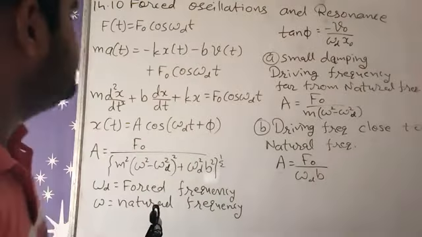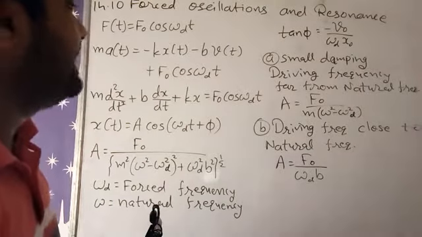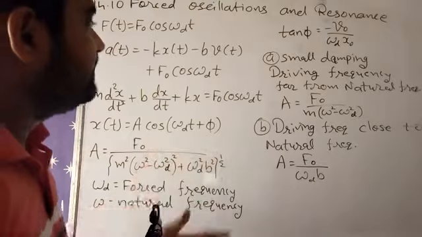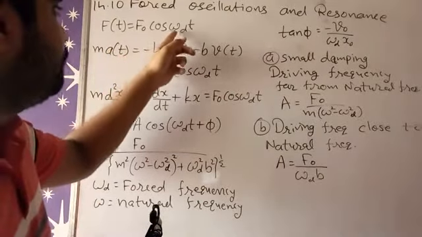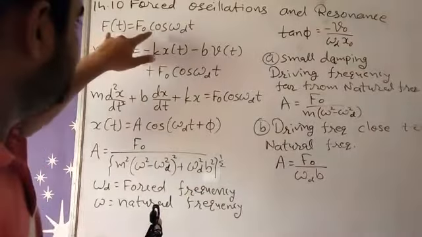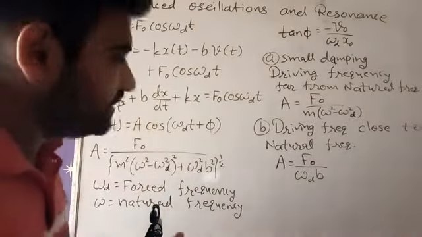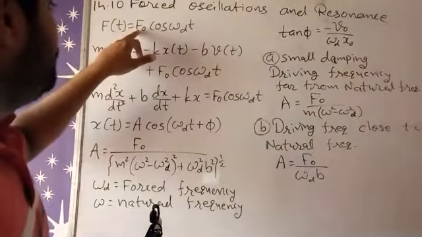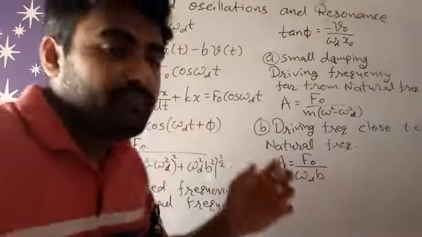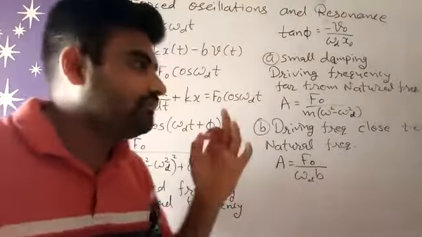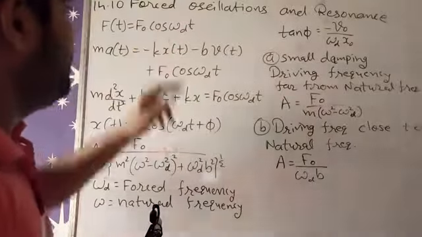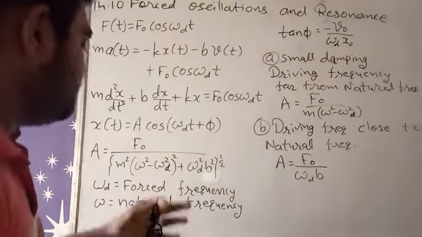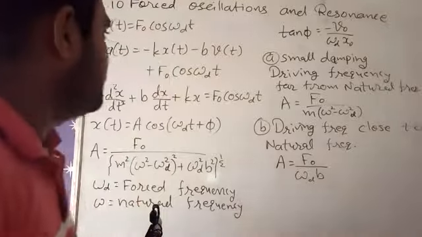So today our topic is forced oscillation and resonance. The force is given externally, and the formula is F0 cos(ωd t). This force is applied externally, and F0, the constant term, is the maximum value, called the amplitude of the force, and our force depends on a cosine function. What is ωd? ωd is the forced frequency.